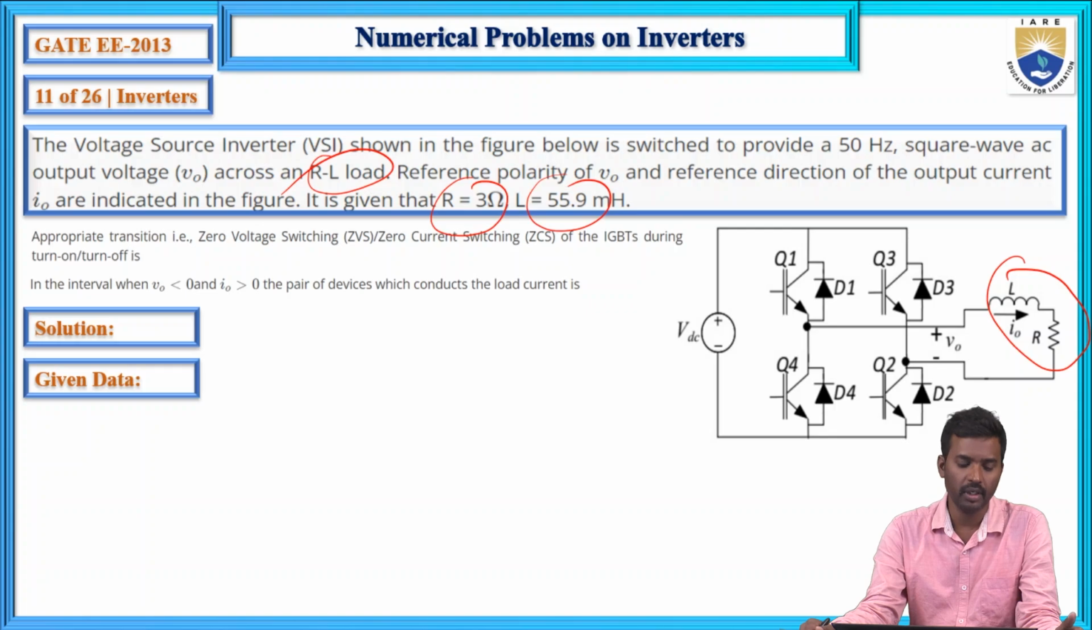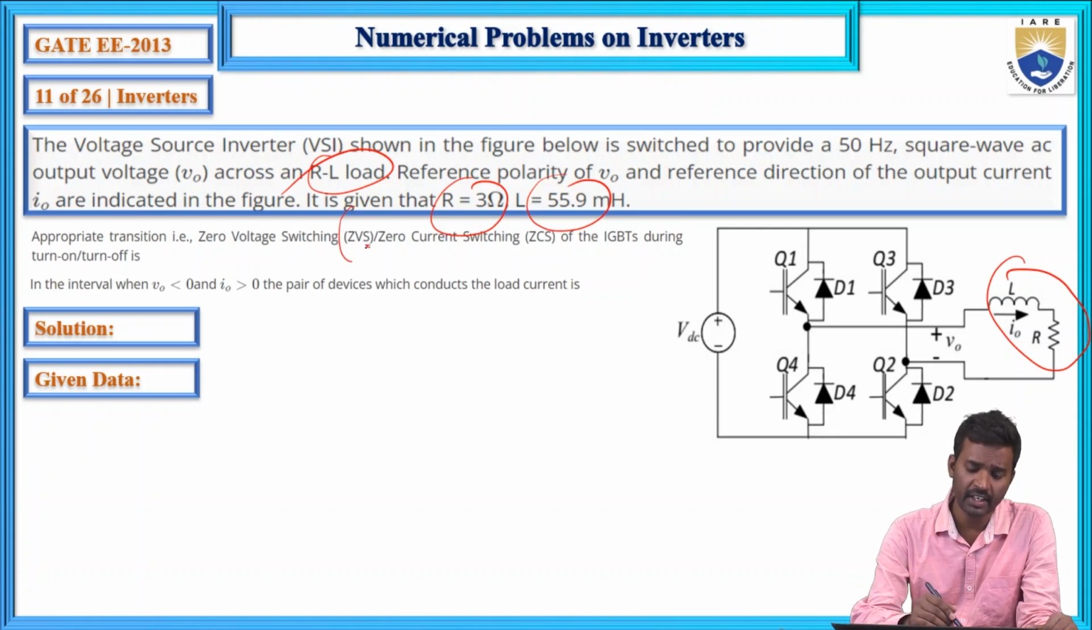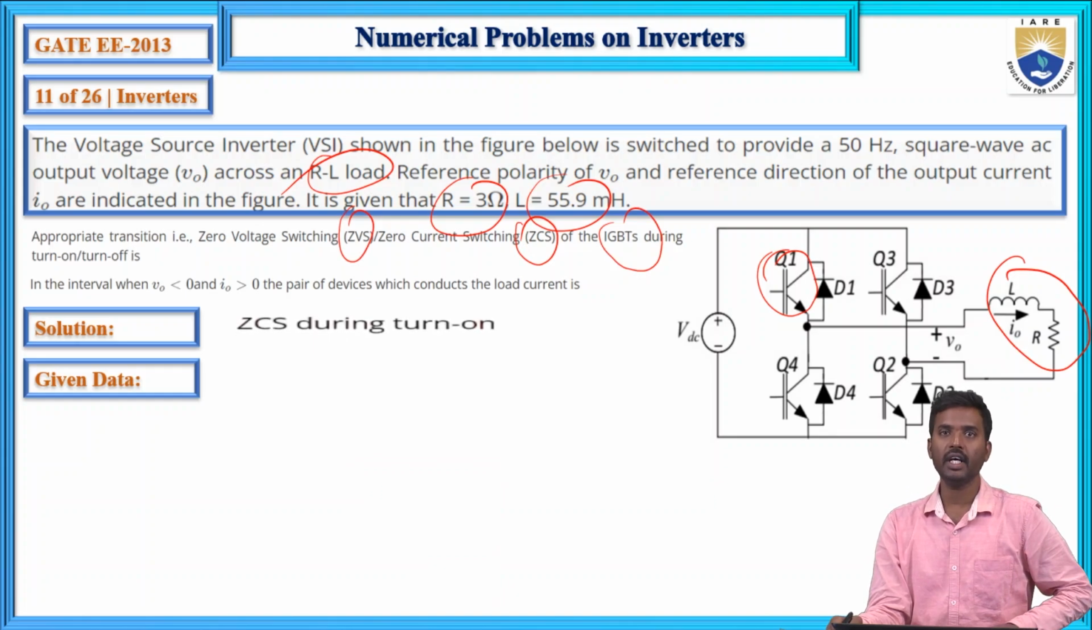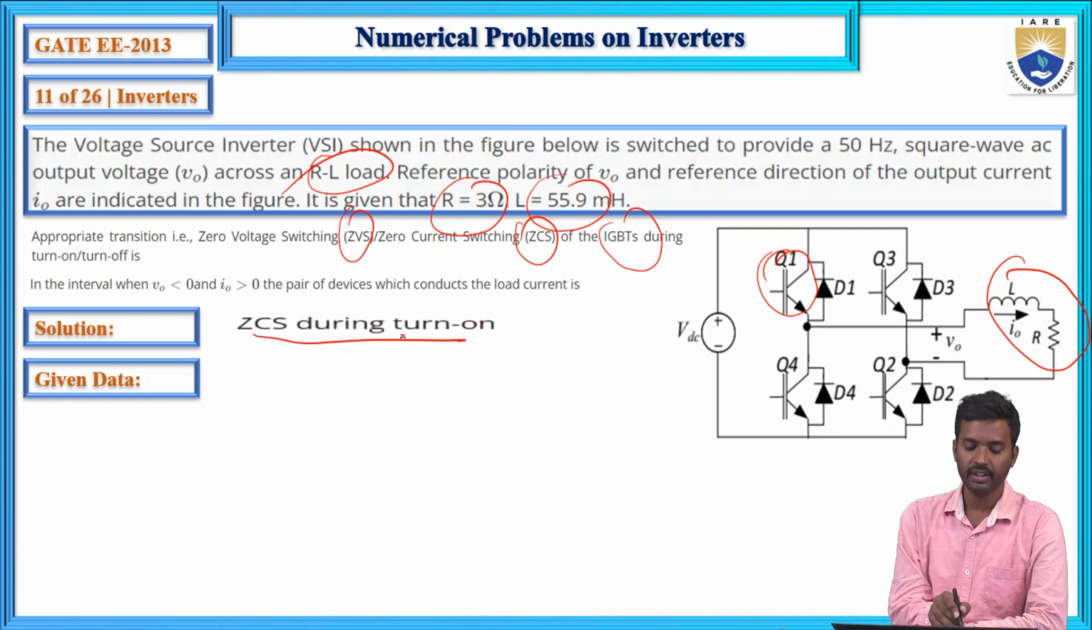Now the appropriate transition, that is zero voltage switching, ZVS, and zero current switching, ZCS, of the IGBTs during turn on and turn off. So here ZCS is turn on in this case. Here zero current switching is turn on. There are four possibilities: ZVS turn on and turn off, and ZCS turn off and turn on. Here ZCS, zero current switching, is turn on.